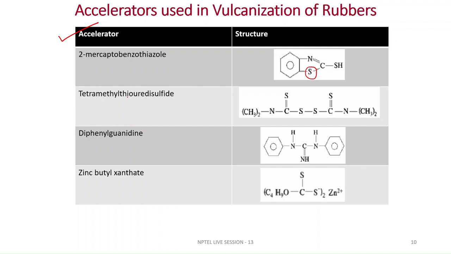Next one is tetramethylthiuram disulfide. There are two sulfur atoms present and also in the link there are two sulfur atoms. This structure also acts as an accelerator. Diphenylguanidine. This structure represents zinc butyl xanthate, this structure.